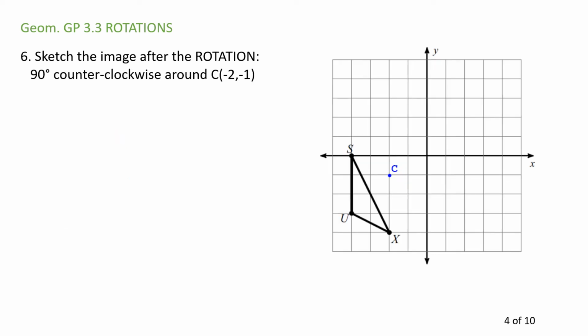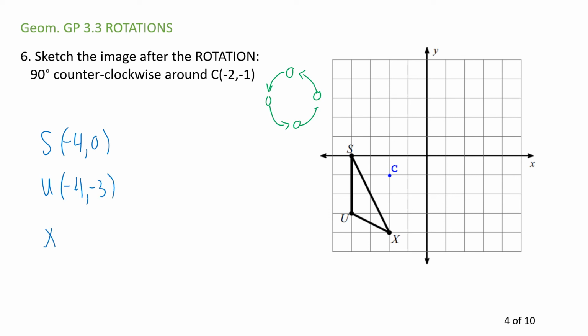You pretty much just have to use a picture every time. One more. Sketch the image around a 90 degrees counterclockwise. Look at the clock to figure out the direction you're going in. Before I get started, I'm going to find the coordinates of S. That's -4, 0. U is -4, -3. X is -2, -4.